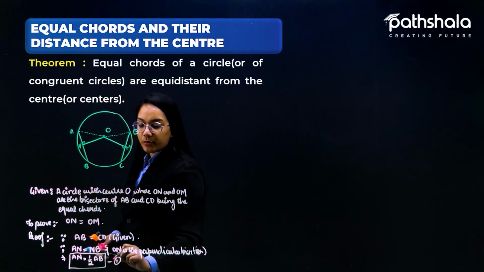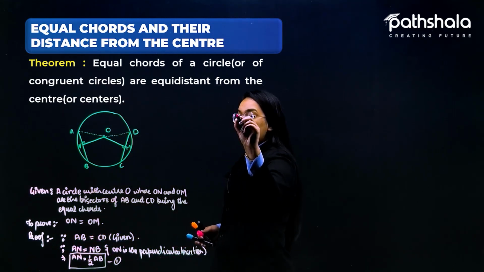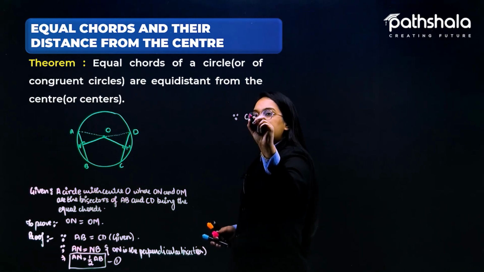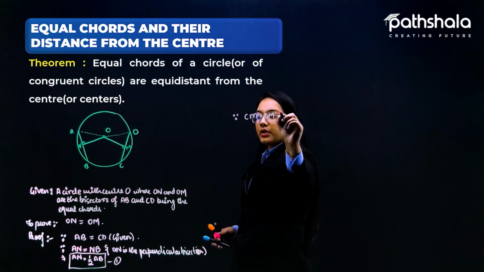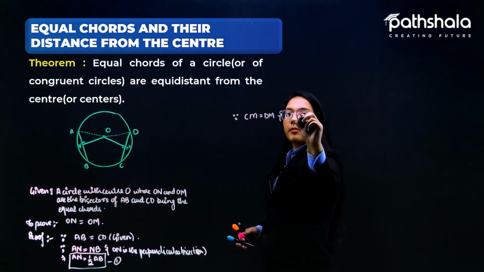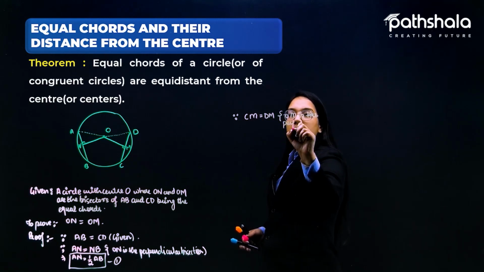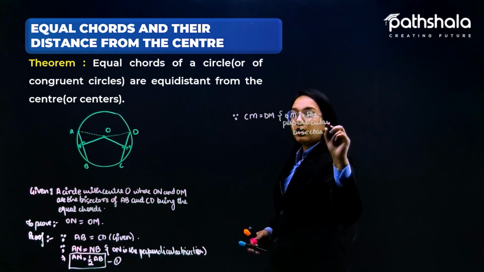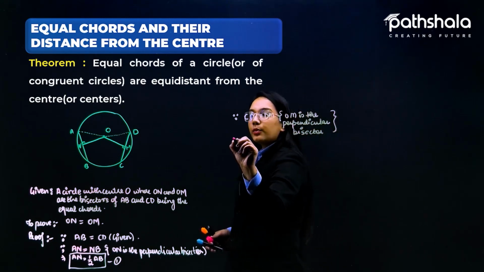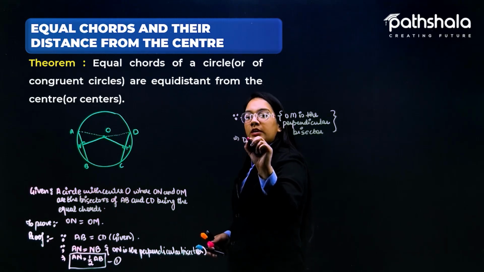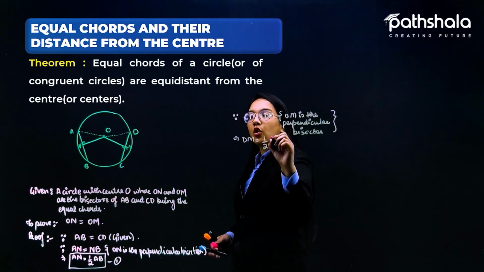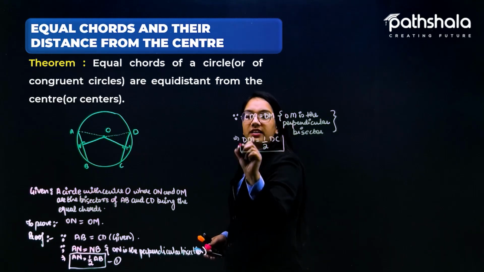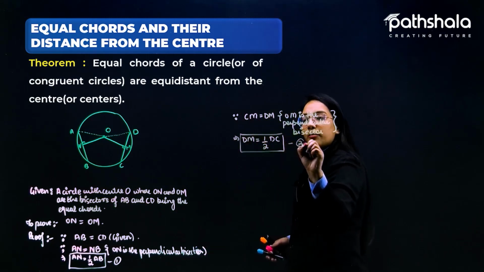Furthermore, we know that CM is equal to DM. Why so? Because OM is the perpendicular bisector that we have taken. So we can say that DM is half of CD. It is half of DC. Let us suppose I'm taking this and calling it equation number 2.